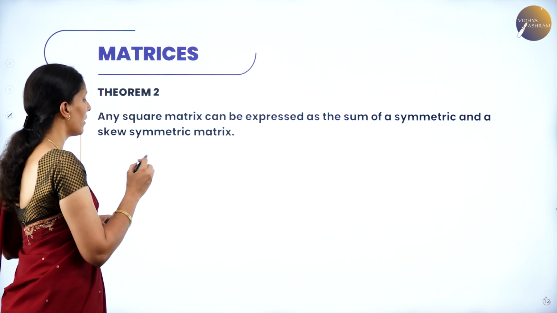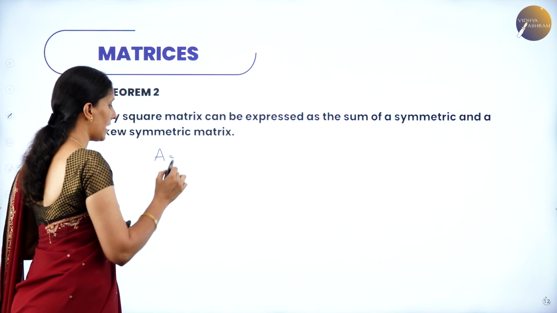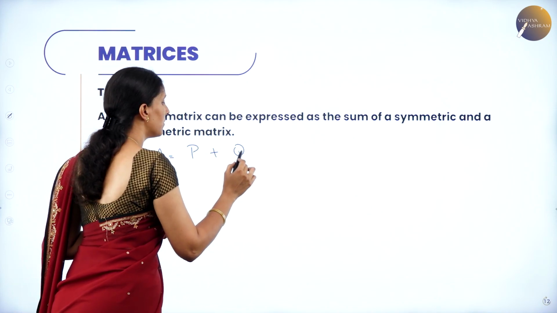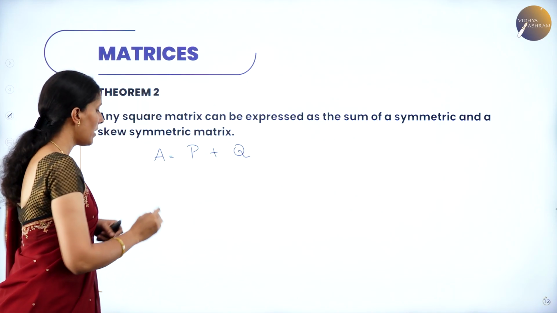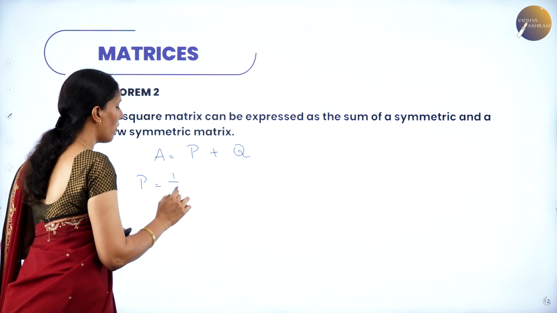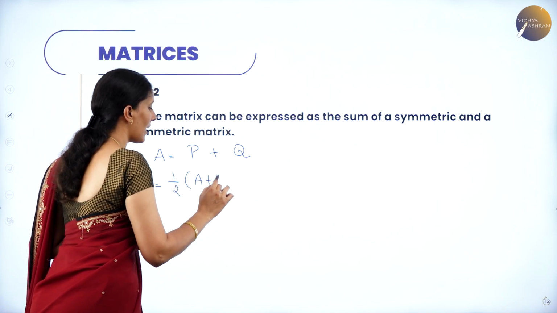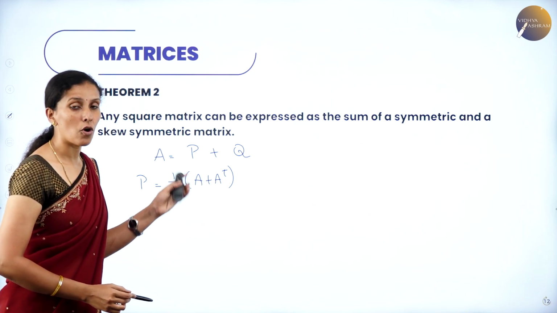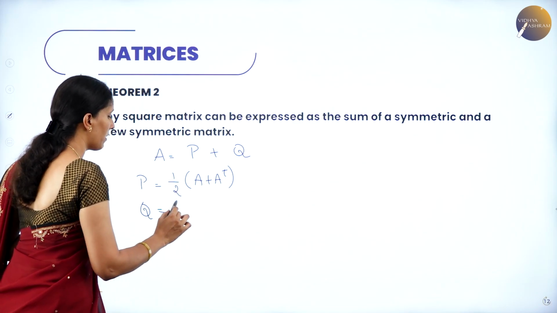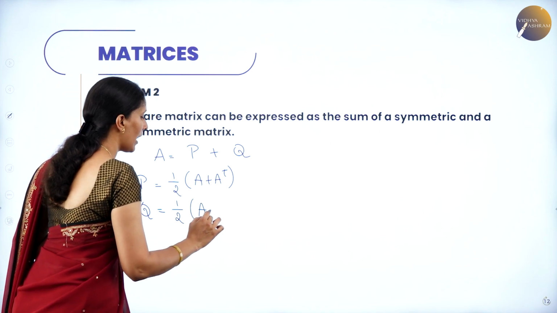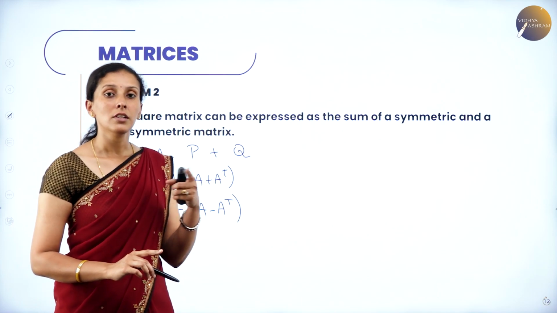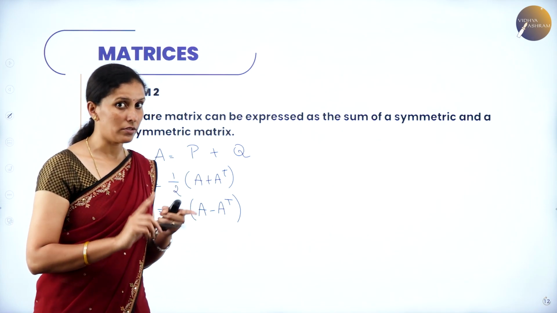Any square matrix can be expressed as the sum of a symmetric and a skew symmetric matrix. Suppose we have a matrix A, then we can express it as the sum P plus Q, where P is half of (A plus A transpose). What is A plus A transpose? It's a symmetric matrix according to theorem 1. And Q is given by half of (A minus A transpose). That is, A minus A transpose is a skew symmetric matrix according to theorem 1.